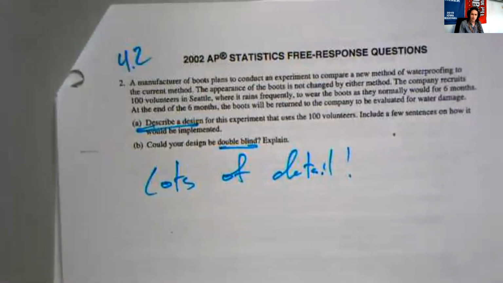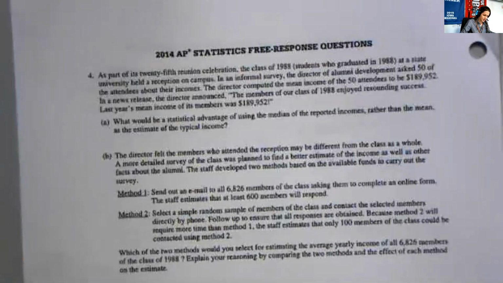Could it be double blind? What does double blind mean? First, go back and ask yourself what double blind means. Ask if it could be executed in the problem. You've got a key for that one as well. And the last one, you can skip maybe one of those 4.2s, but this is a good question.